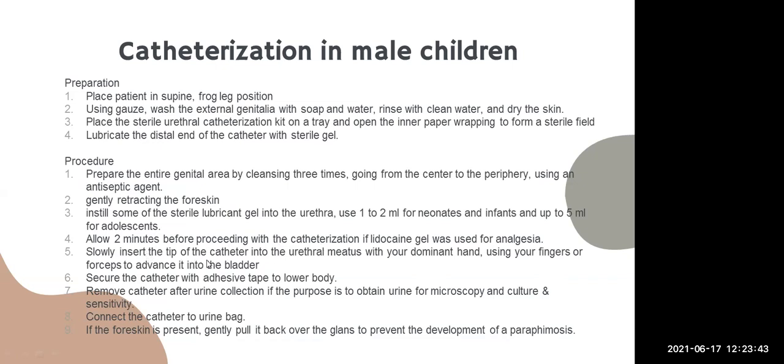Slowly insert the tip of the catheter into the urethral meatus with your dominant hand, and then using your finger or forceps, advance it into the bladder. Secure the catheter with adhesive tape to the lower body, and remove the catheter after urine collection if the purpose is to obtain urine for microscopy, culture and sensitivity. Lastly, connect the catheter to the urine bag. And if the foreskin is present, gently pull it back over the glans to prevent the development of paraphimosis, which is the gangrene of the foreskin.